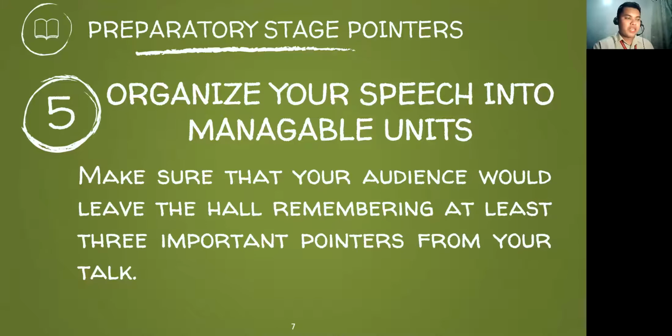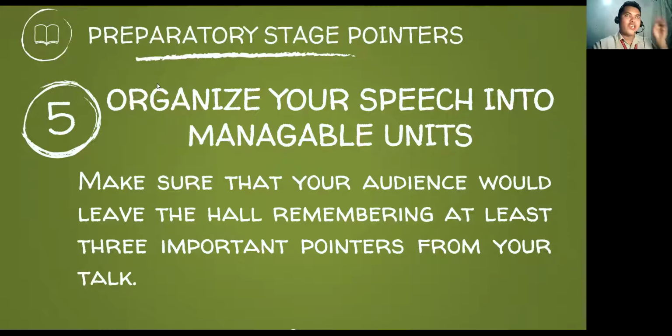And the fifth one would be: organize your speech into manageable units. This means that you need to make sure that your audience would leave the hall remembering at least 3 important pointers from your talk. This is very important. You need to give an impressive feedback to your audience. That means that the audience will not just leave the hall without remembering anything. So you need to make sure that your audience will be satisfied and learned a lot from your speech.